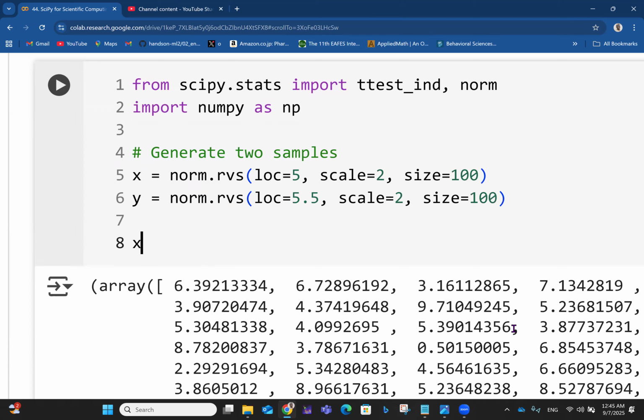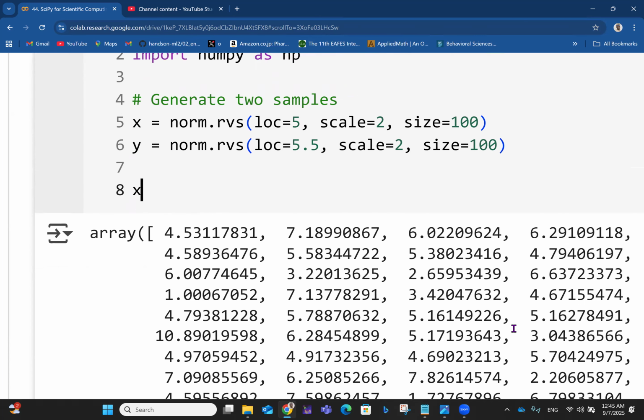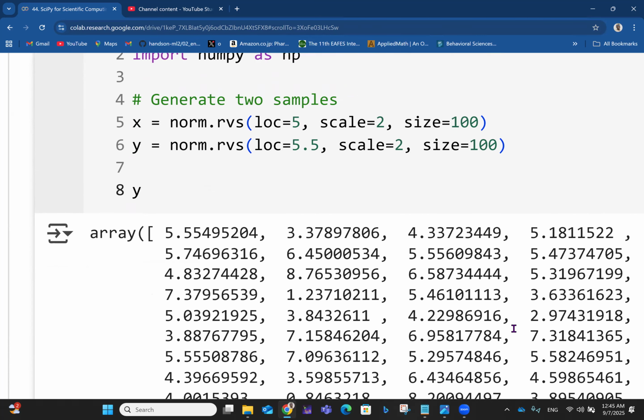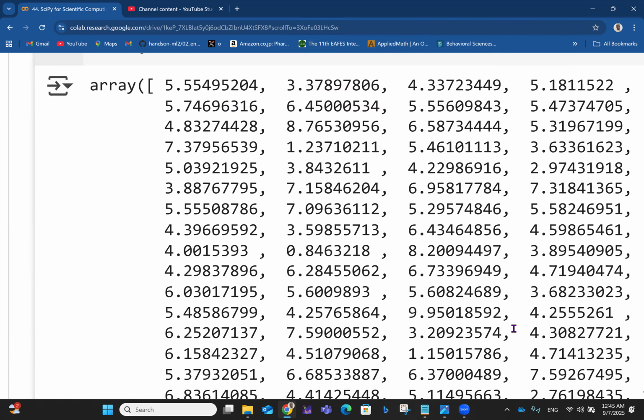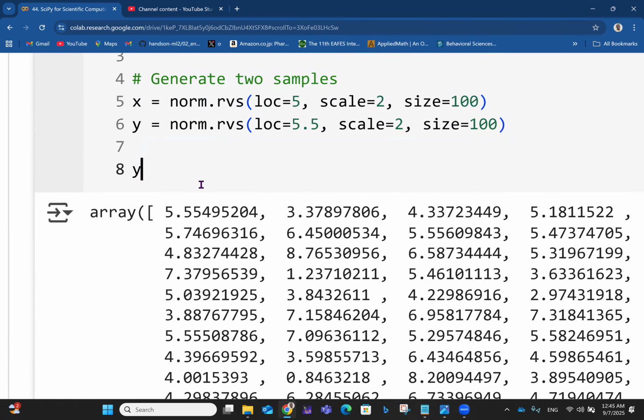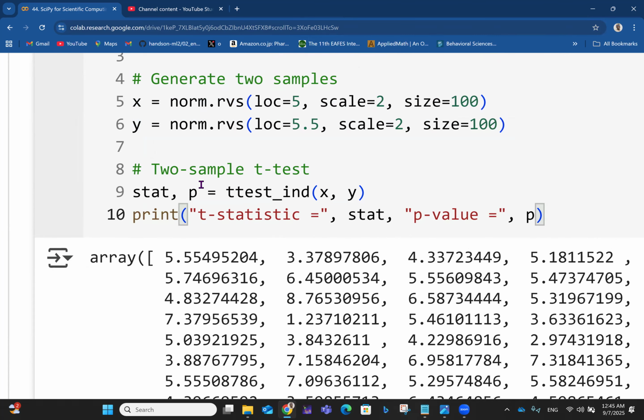Let's see x first. So this is what x looks like, and this is what y looks like. Okay, but then those numbers have been generated like that. Then we want to do two sample t-tests. We want to test between the two. We want to find the p-value. We'll calculate a test statistic.